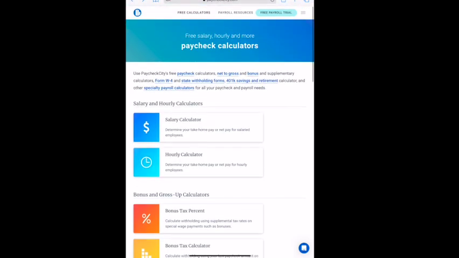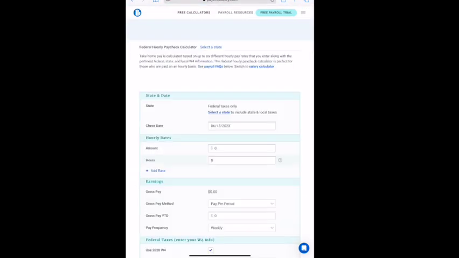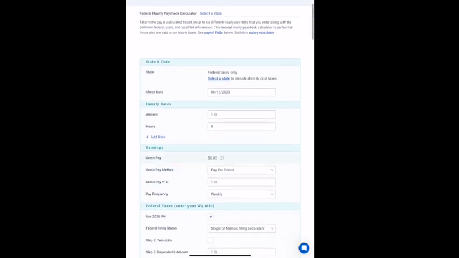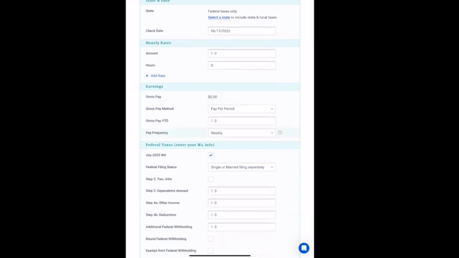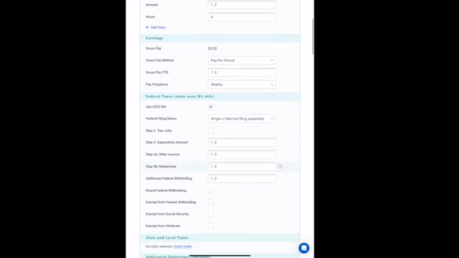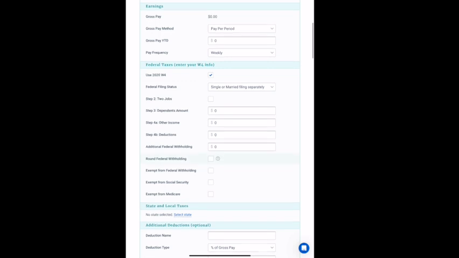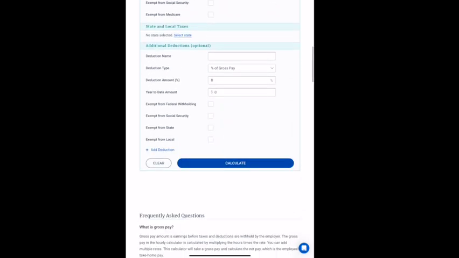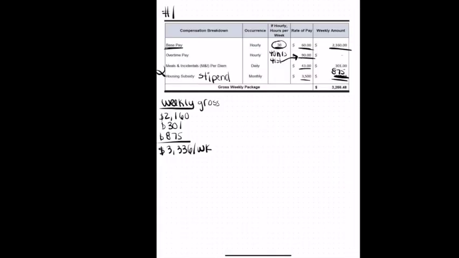I like to use the hourly calculator, and what it does is you select a state, then you put in your hourly rate, and it'll estimate your gross pay for you. And you can also enter your W-4 information. So, are you working 2 jobs? Do you have dependents, other deductions? Are you withholding extra? You can fill out all this information to make it as accurate as possible.